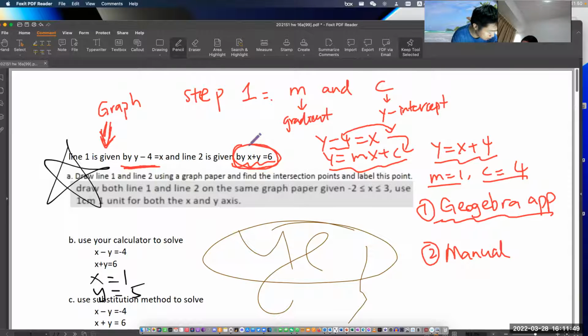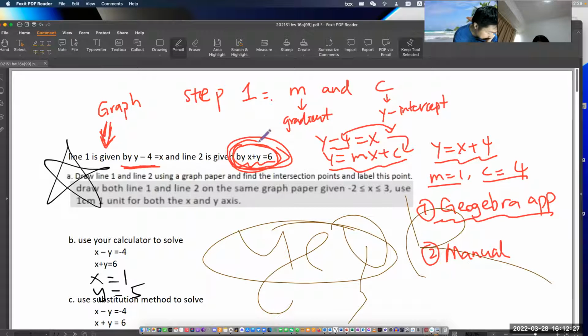So once you have emailed me, let me know. Are you done? So add this, key in this x plus y equals 6 to the same graph. Okay, good. Not yet. Okay, good. So let me just wait.